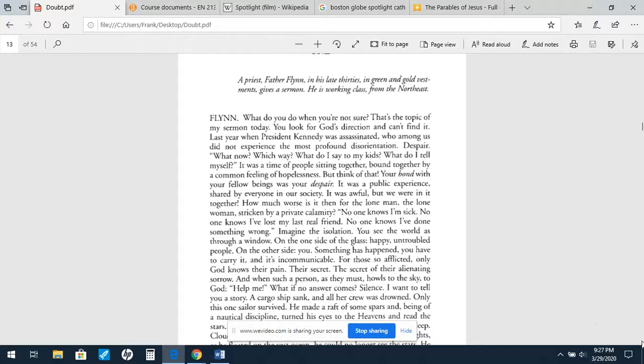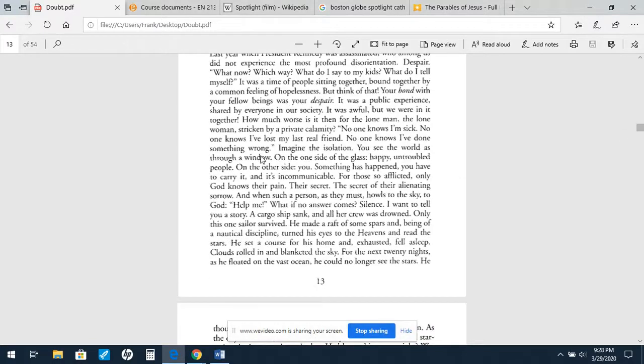And he gives a few sort of mini parables. Remember that parable, right? That's our context for this entire play. He says, "Imagine that you're looking at the world through a window. On one side of the glass, happy, untroubled people. On the other side, you. Something has happened. You have to carry it, and it's incommunicable. For those so afflicted, only God knows their pain, their secret." So there's one way of thinking about being isolated, being alone, experiencing doubt: looking through a window where everyone on the other side seems happy and you feel different from them.